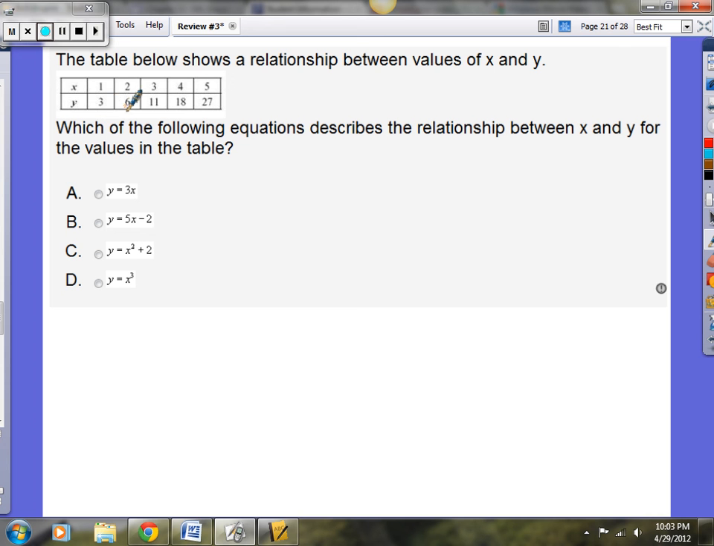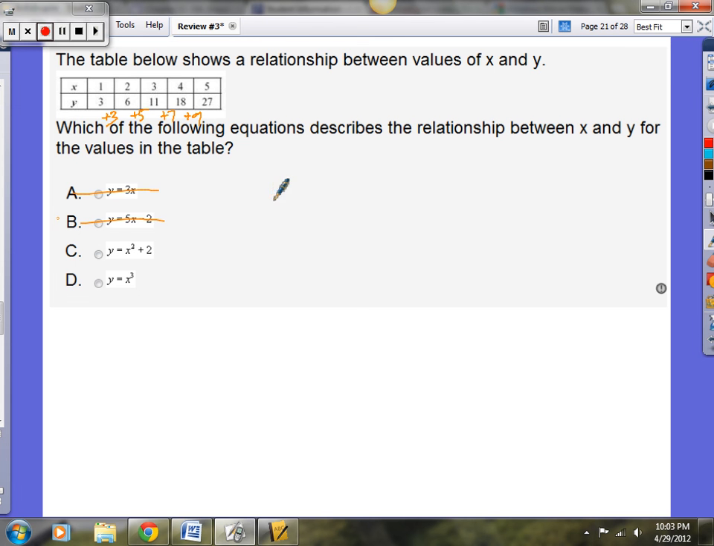Let's look at the Y's. 3 to 6, it went up 3. So I'm hoping it's going to be up 3, up 3, up 3 every time. 6 to 11 is up 5. 11 to 18 is up 7. 18 to 27 is up 9. So it's changing at an increasing rate. It's not changing at a constant rate. So it's not going to be a linear equation. It is not A. It is not B. So I'm going to shoot for C.